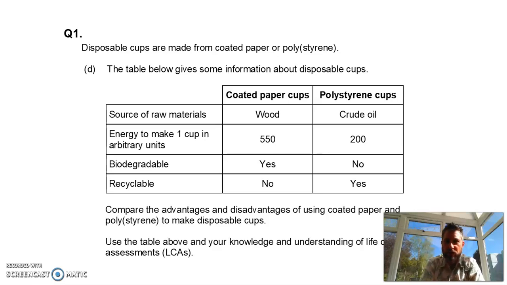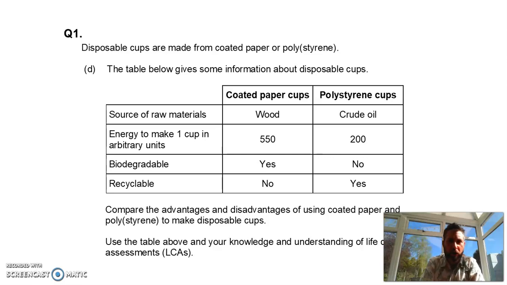Biodegradable, wood is, polystyrene cups aren't. Recyclable, no, paper cups are not, but polystyrene ones are. So you've compared the information on both of them there, and that's going to get you most of the marks. But it does say your own knowledge and understanding of life cycle assessments. So is there anything on there that isn't covered?